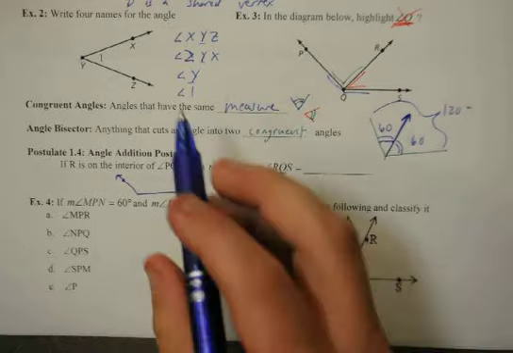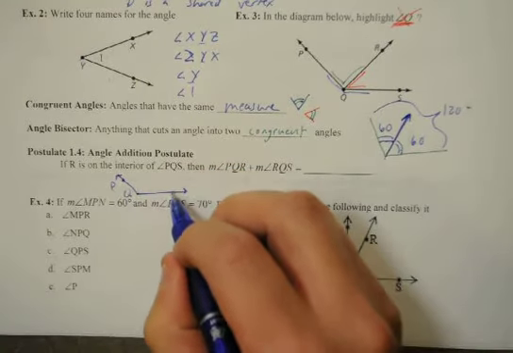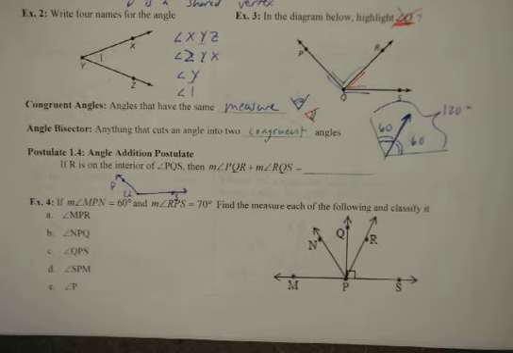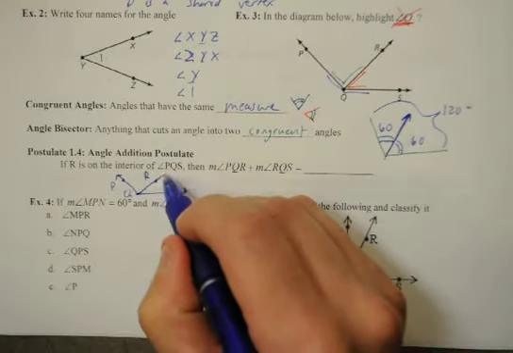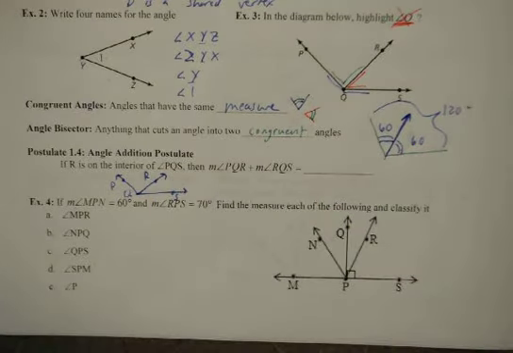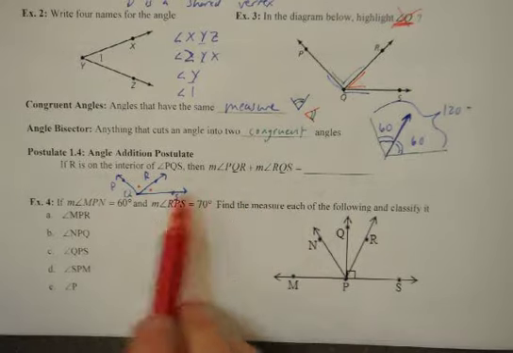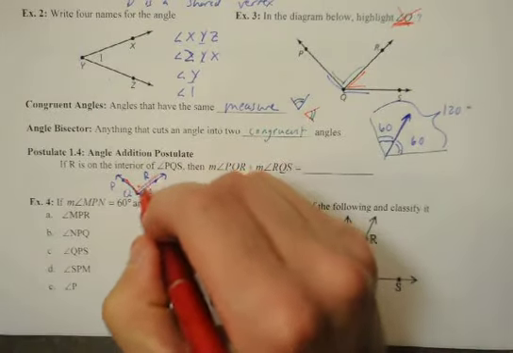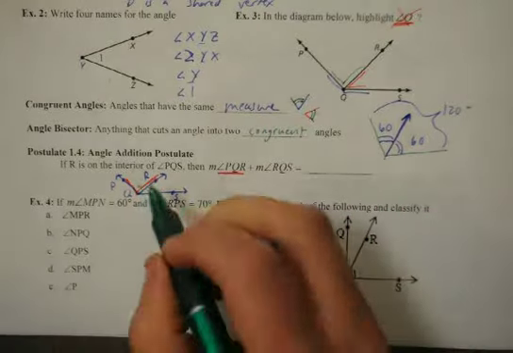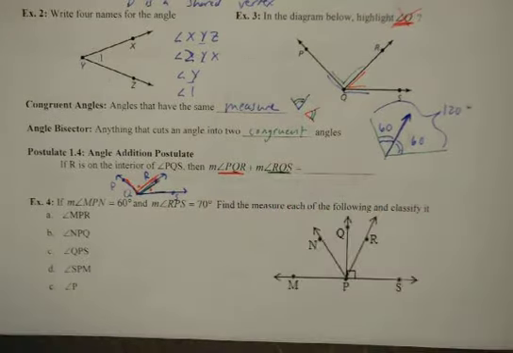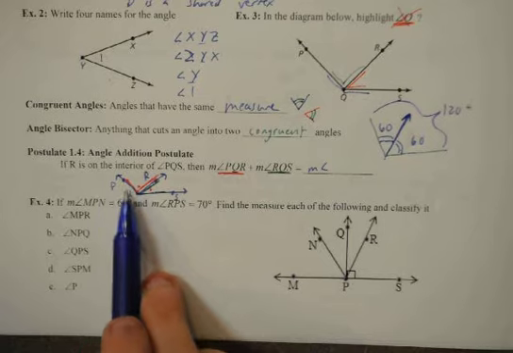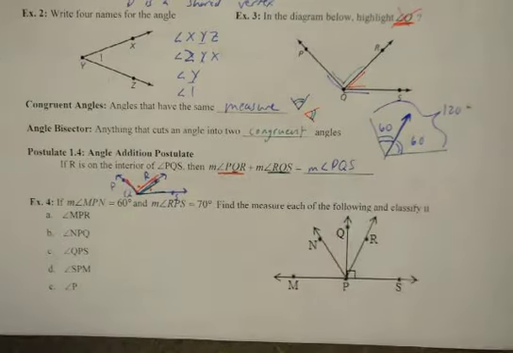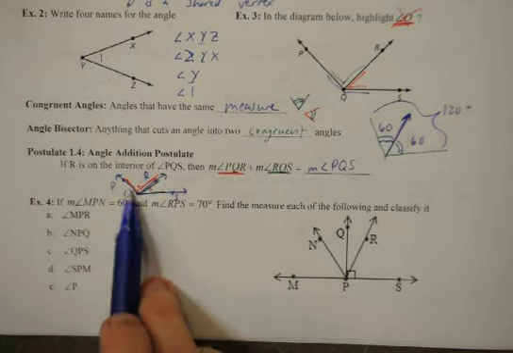If R is on the interior of angle PQS, so here's angle PQS, and if R is on the interior like that, then I can draw a ray like that, such that this angle plus this angle equals the entire angle. If I measure PQR and add it to this measurement, adding them both, I get a measurement of PQS. So 2 pieces make a whole angle together.